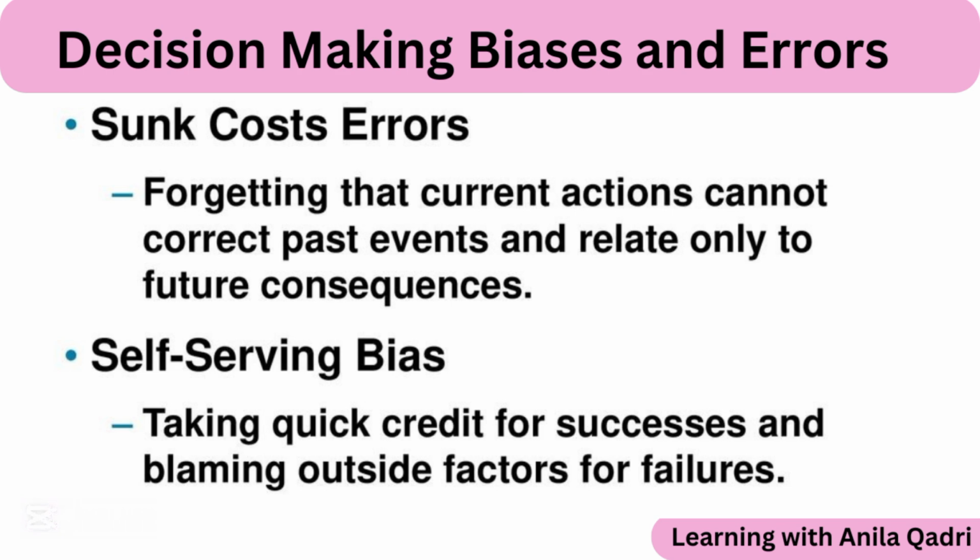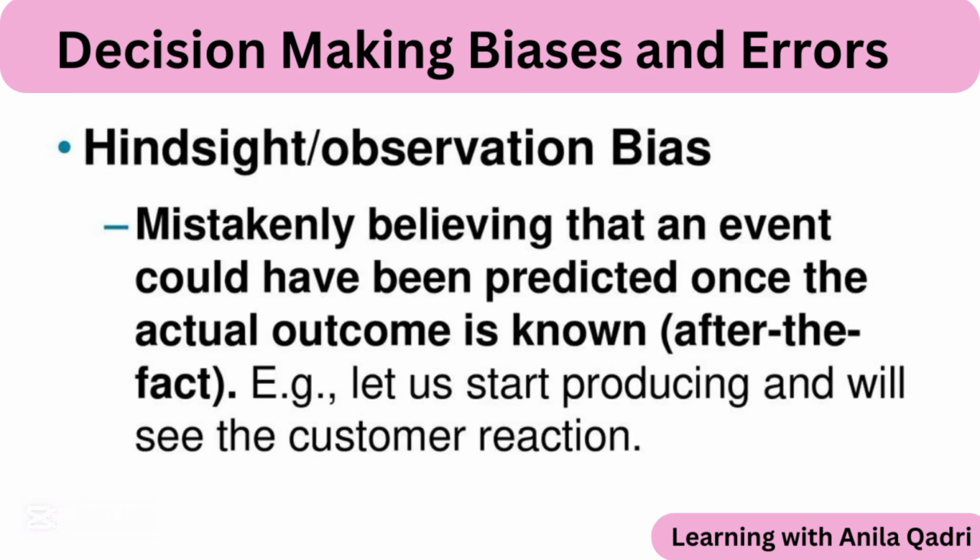Self-serving bias: taking quick credit for successes and blaming outside factors for failures. Hindsight or observation bias: mistakenly believing that an event could have been predicted once the actual outcome is known after the fact. For example, let us start producing and we'll see the customer reaction.